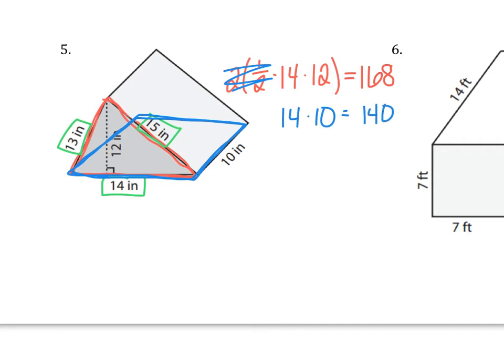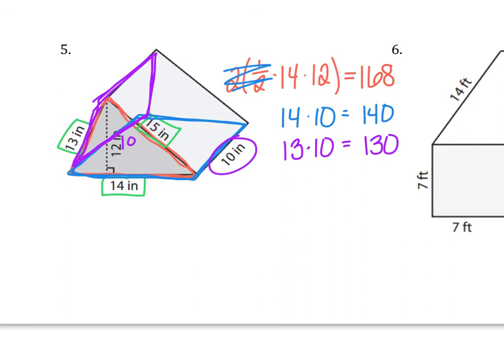Then there's the one on the left side. The one on the left side I know is 13 for the width. It's also 10, right? That 10 is the same as this 10 here. So it's also 10 for the length. So 13 times 10 is 130.